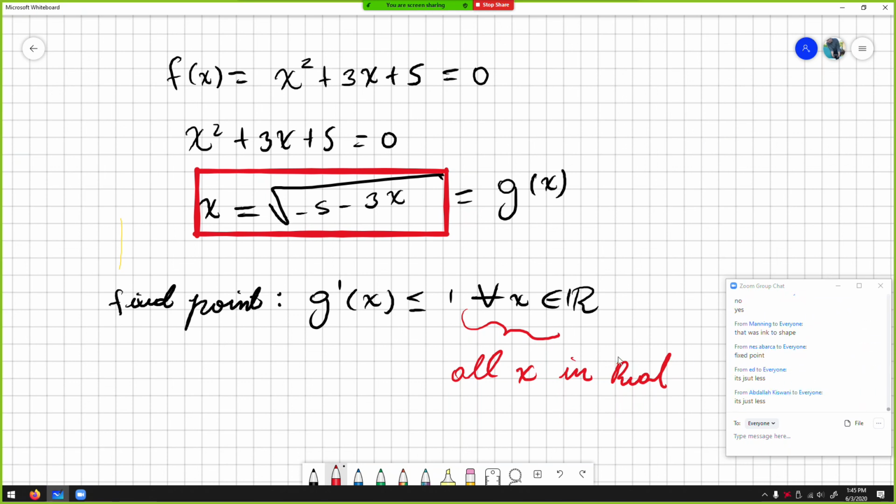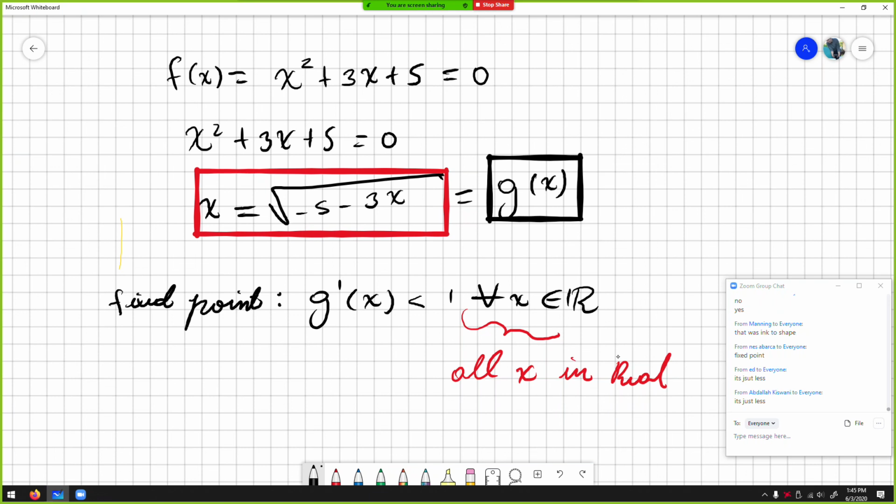So you rearrange the equation, you get x equals the square root of -5 minus 3x, and then where do you go from there? That is your equation. So that equation, that x, we can actually call it g of x. And then would you use a different iterative method to solve it? Fixed point iteration is its own iterative method.